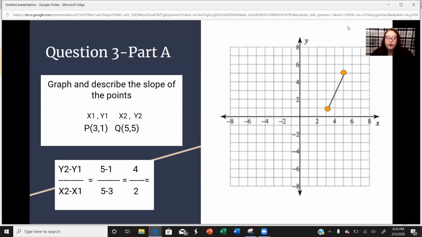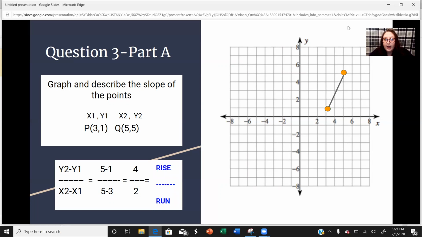So our x2 is the first number in the second set of parentheses, and x1 is the first number in the first set of parentheses. So we've got 5 minus 3. So on top, the 5 minus 1 is going to be equal to 4, and the 5 minus 3 is going to be equal to 2. So 4 over 2 is our slope, which is also the rise over run.